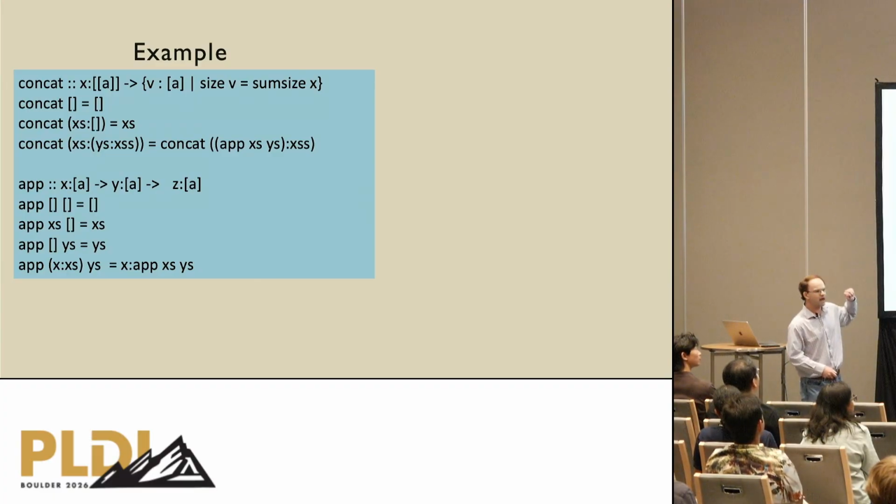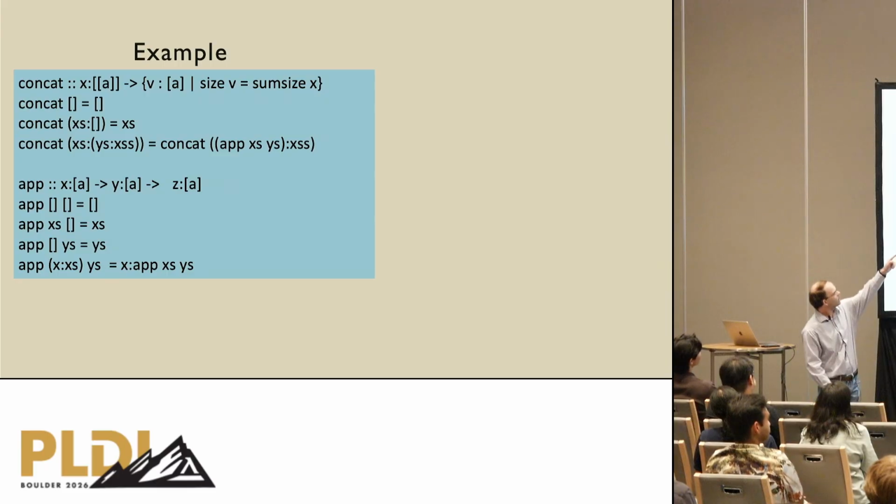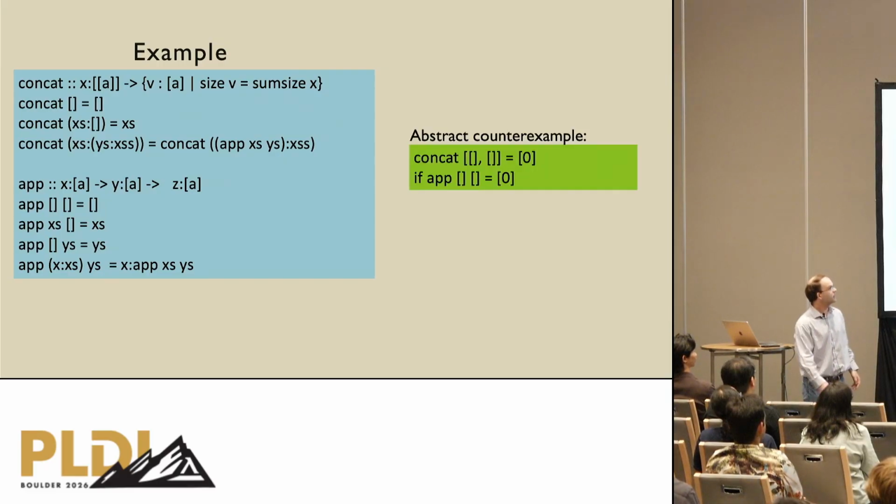This is the concat app program from before, but without a specification on app at all. So I'm just going to point out app is called in the last line of concat, right? And basically what app is doing is appending two lists together. And if you try to verify this, you're going to get a verification error because we need to know something about what app does. And we can explain the verification error you get with an abstract counterexample.